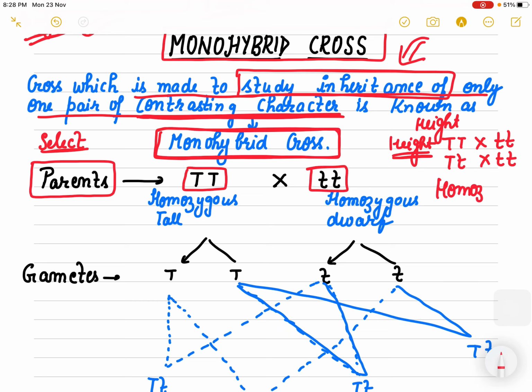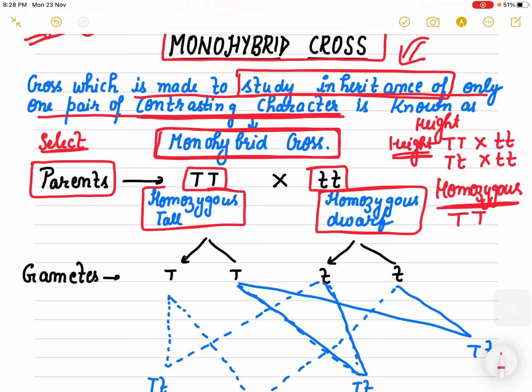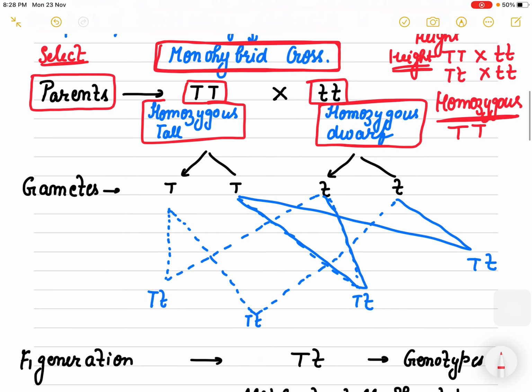One thing should be very clear, these terminologies. Homozygous means both alleles are the same, right? This is homozygous tall and this is homozygous dwarf. Now when you have to make the gametes, as you can see both are capital T, both are the same, so the gametes will also be the same, they will be TT. And here it is also homozygous dwarf, so it will be small t small t.